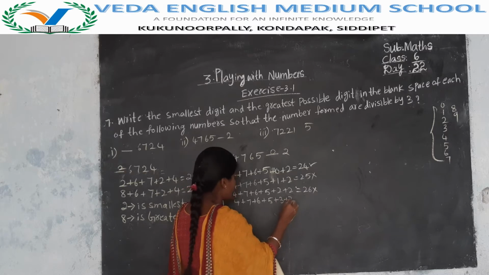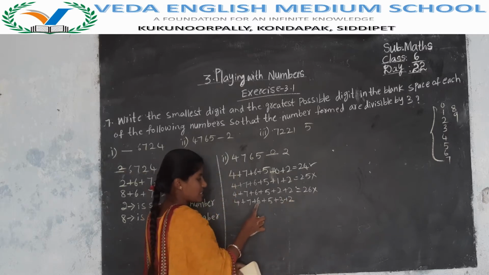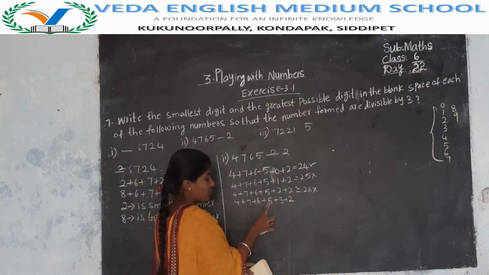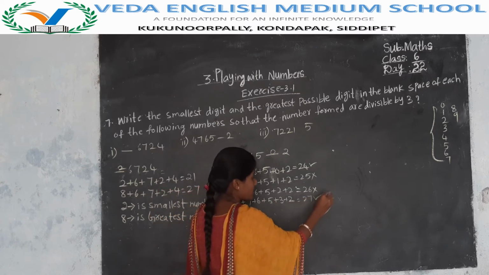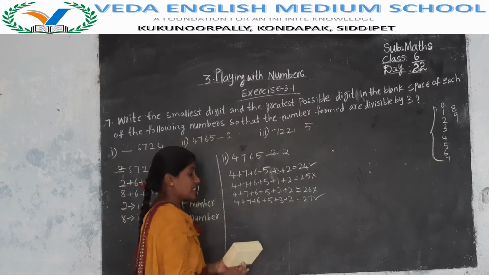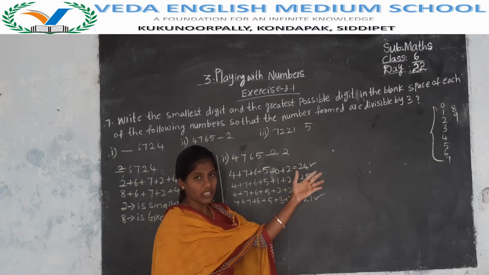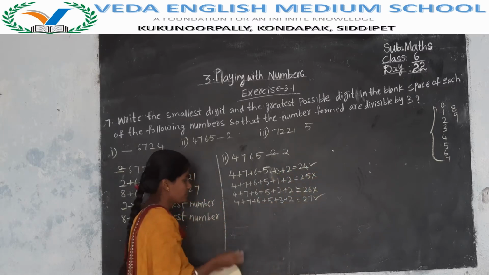4 plus 7 is 11. 11 plus 6 is 17. 17 plus 5 is 22. 22 plus 3 is 25. 25 plus 2 is 27. Yes, 27 is divisible by 3. It is divisible, but more greater numbers are there, so we have to go on with them.